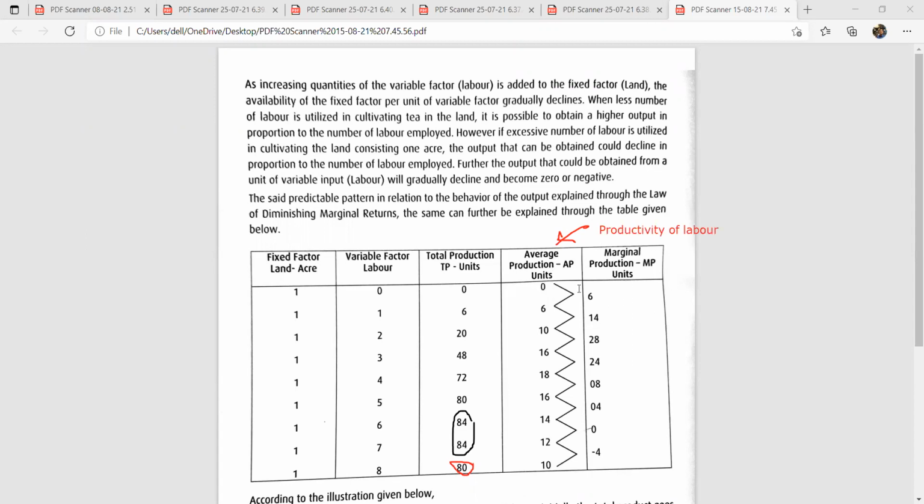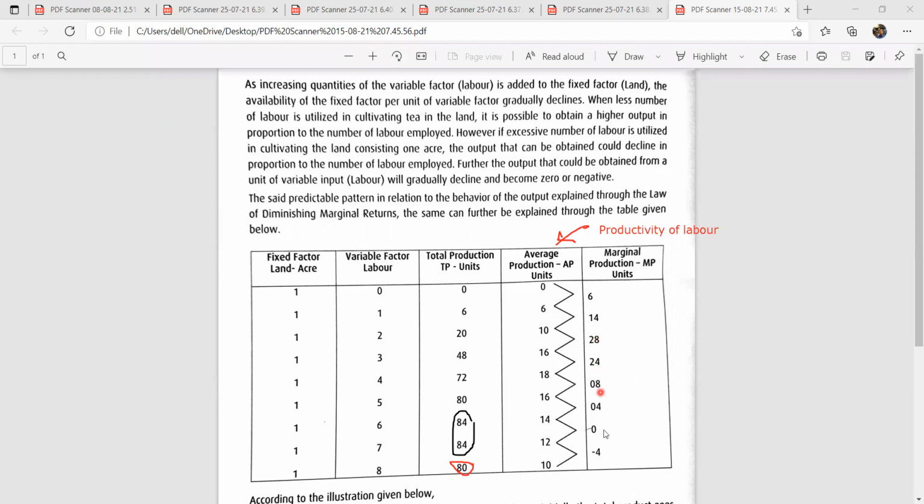Then the productivity, simply average production, increases, then falls. When we come to marginal production, the same pattern: it increases and falls. It can even have a negative value, and also zero. Marginal production becomes zero when the total production reaches its peak. When total production is maximized, marginal production is zero.